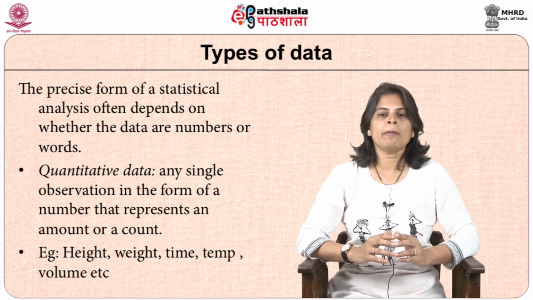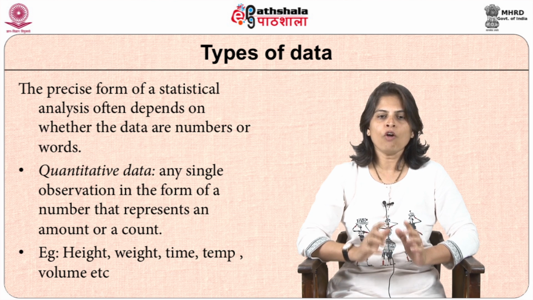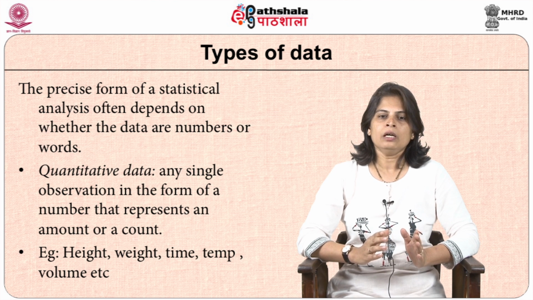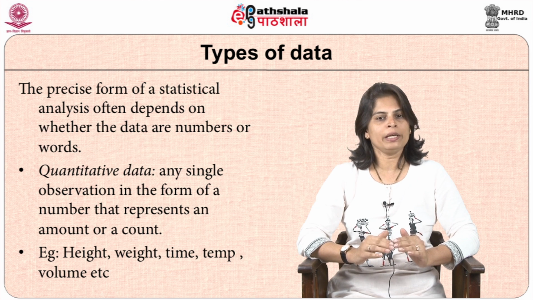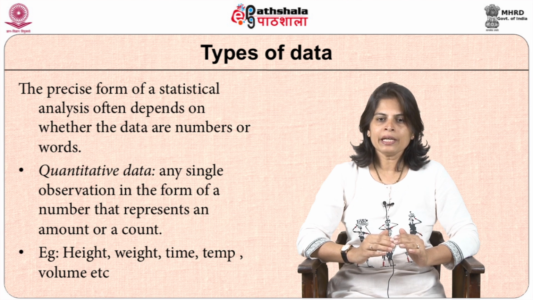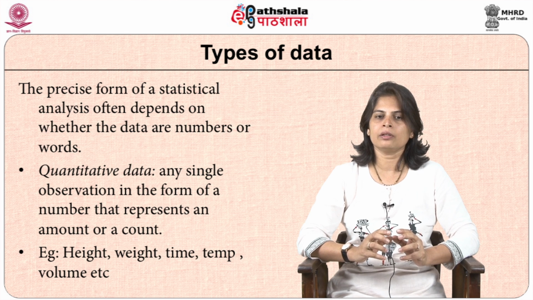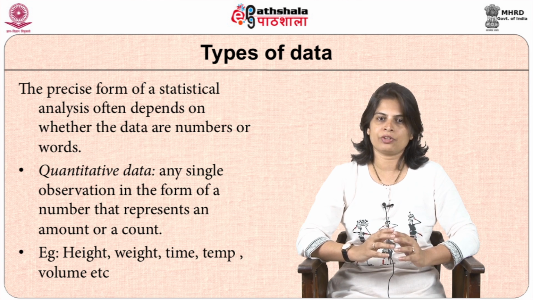Let us know more about the types of data. The precise form of statistical analysis often depends on whether the data are numbers or words. Accordingly, there are two types of data: quantitative data and qualitative data. In quantitative data, any single observation which is in the form of a number which represents an amount or a count can be included. For example, height of a person, weight, time, temperature, volume, etc.